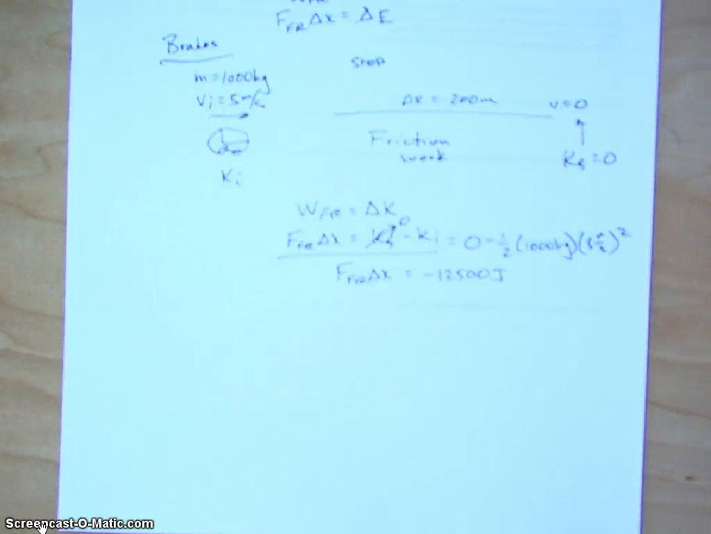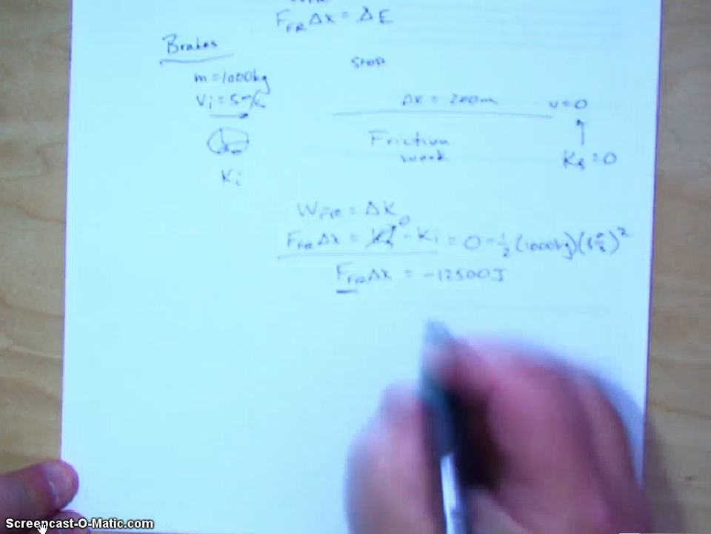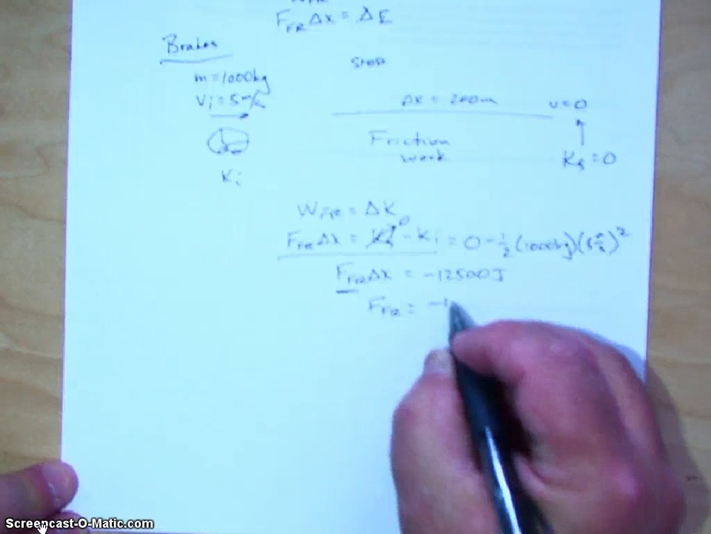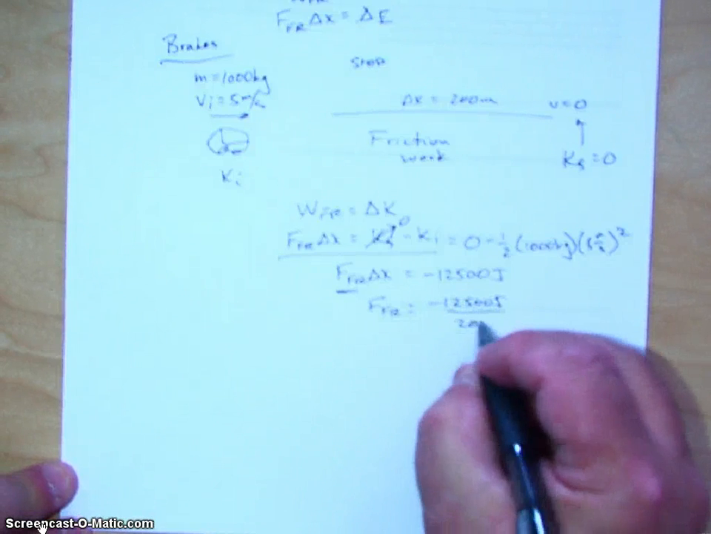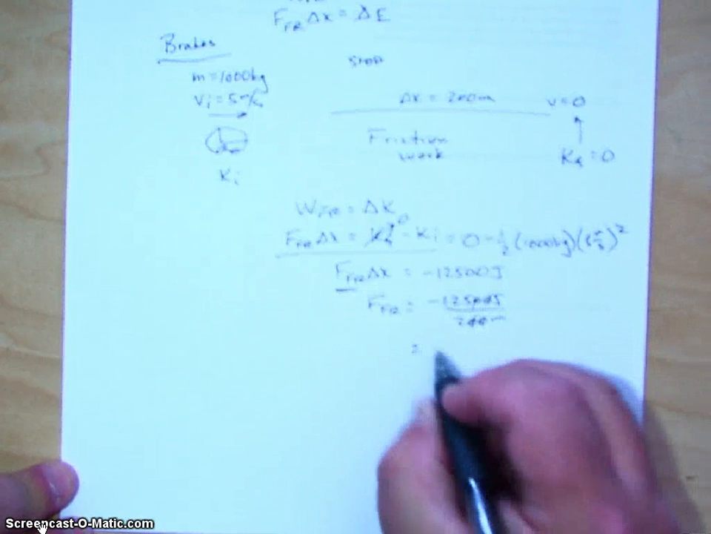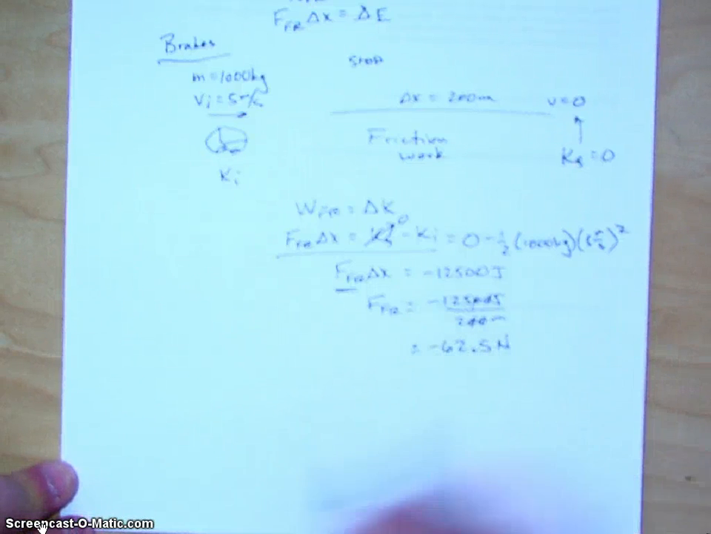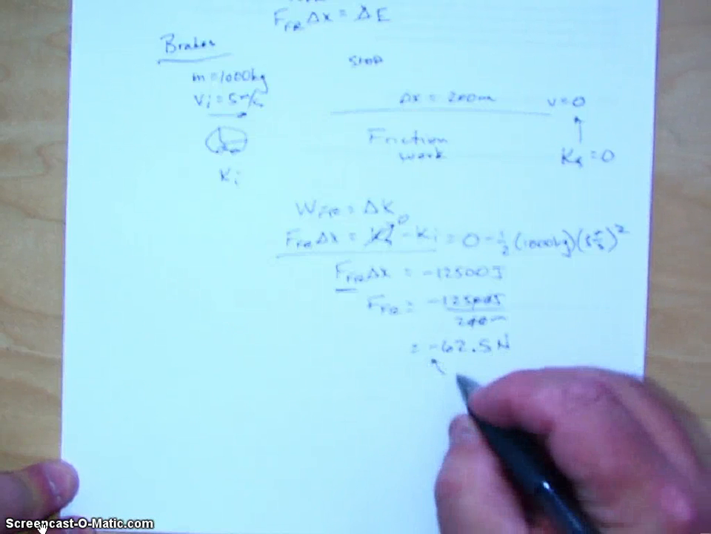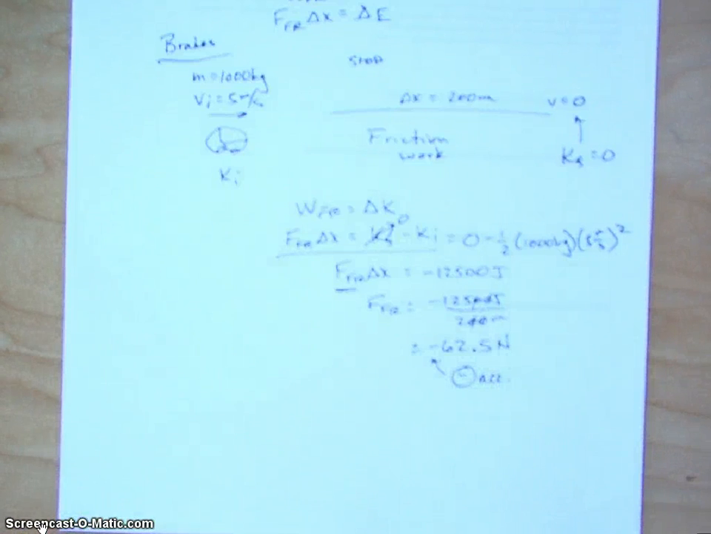But what I wanted to know is the force of friction. So that's my unknown. So divide both sides by delta x. I get the force of friction is equal to negative 12,500 joules divided by the 200 meters it took to stop. That cancels out, 125 over 2, negative 62.5 newtons. Now, the key thing to understand is it's negative because it's causing you to decelerate. You have a negative acceleration, so that makes sense.